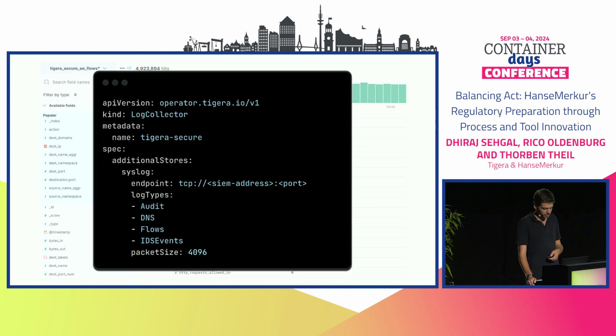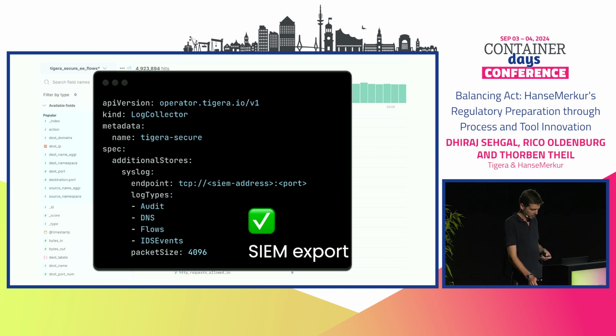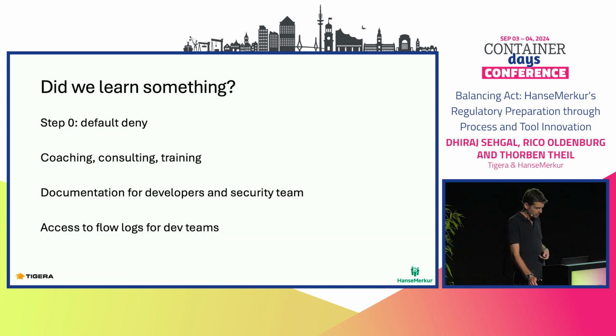And the last requirement Rico mentioned, what's left, is the export of these flow logs to the managed VM system. And yeah, luckily that's it. Basically, we were quite happy when we found out that this is everything we need to configure in Calico to fulfill this requirement from compliance. So yeah, I think everybody's happy now. BSE is happy, BaFin is happy, the customers are happy, we are happy. Did we learn something? Yeah, we did.